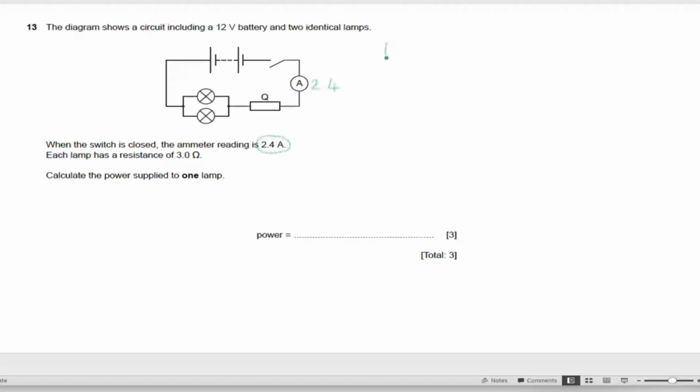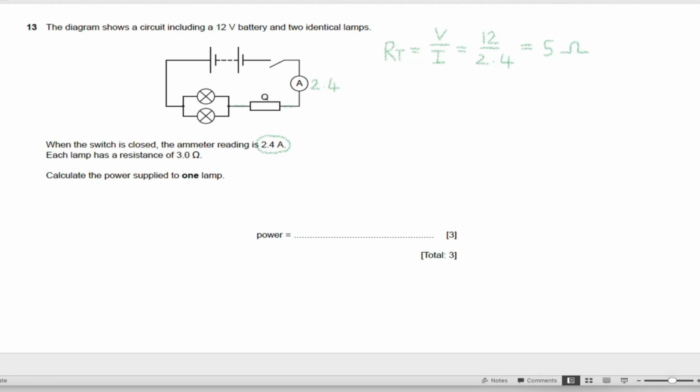So we can say that our total resistance is equal to the voltage over the current. So it's going to be 12 divided by 2.4. And if you punch this into your calculator, you will get 5 ohms.